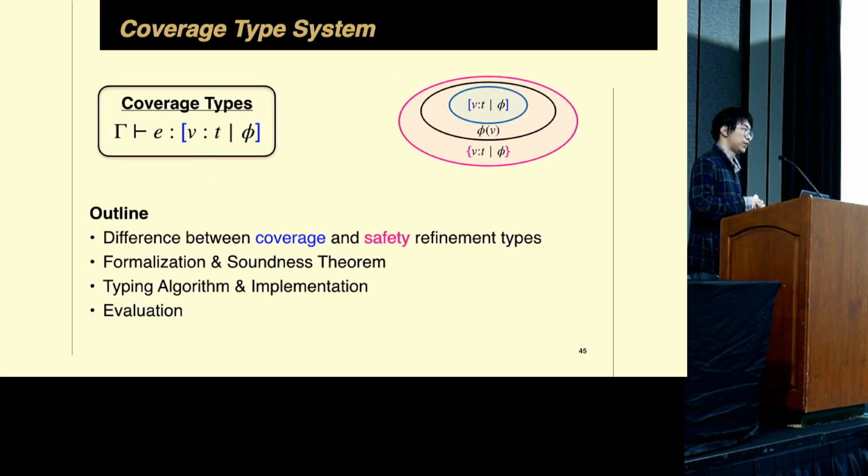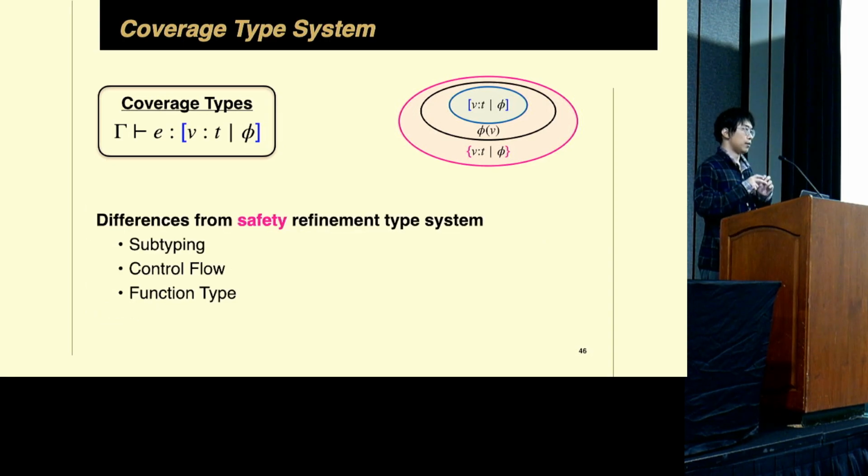So the rest of the talk is structured as the following parts. First, we introduce the difference between our coverage type system and the safety refinement type system, and the formalization and type soundness theorem, the typing algorithm implementation. Finally, we discuss our evaluation.